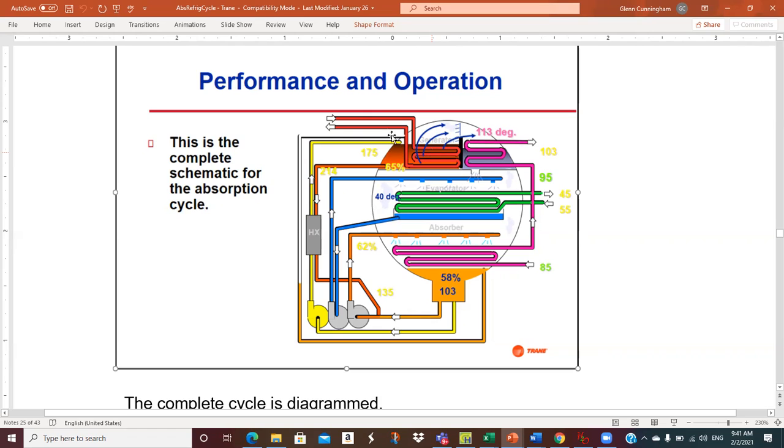Realizing that we're putting in thermal energy as the major energy input instead of on that centrifugal compressor, which has a big electric motor. It may have a 400, 500, 600, 700 horsepower, bigger or smaller, depending on the capacity of the chiller. But that's a big electrical load.